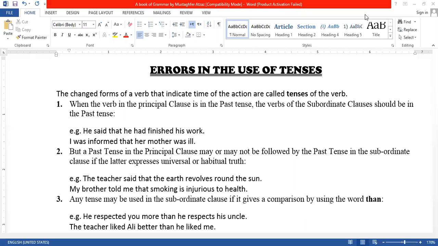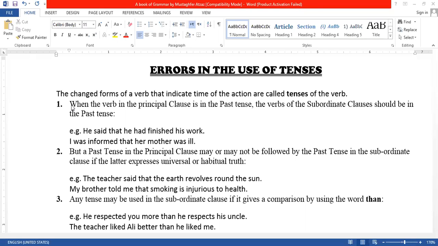All of you can see our today's topic, errors in the use of tenses, on the screens. I would like to start today's lecture by telling you that this is one of the very important topics for all three formats of ETEA, FUNG, and MDCAT. Without any discrimination, all of these entry tests pick a couple of MCQs from this topic. So we shall talk in complete detail about these important rules written on the screen.